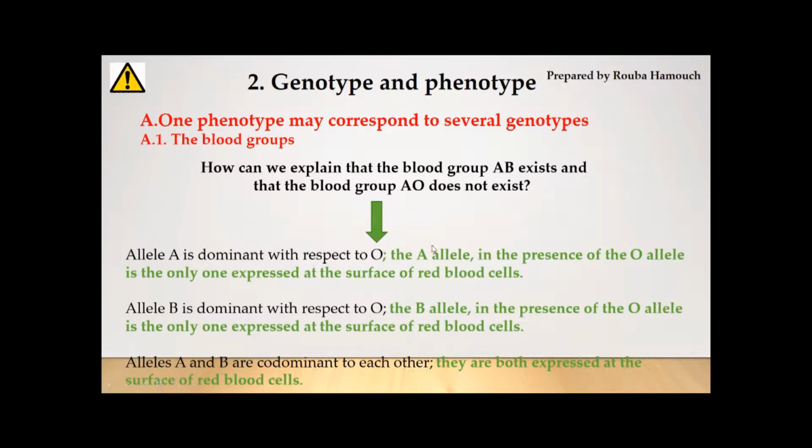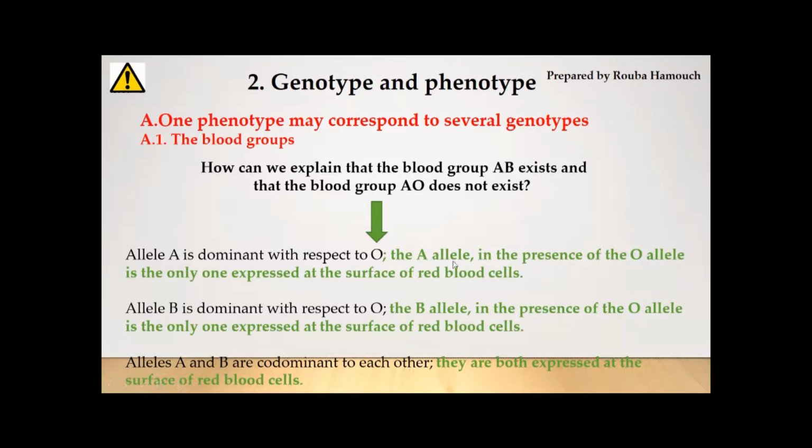So allele A is dominant over allele O. That's why in the presence of allele A and allele O, the latter is not expressed. Only allele A will be expressed at the surface of the red blood cells, and we obtain antigen A, which is a protein, and the expression of this protein gives the phenotype, which is the blood group A. You know that one gene or allele codes for a protein by translation, and the expression of the protein gives the phenotype.